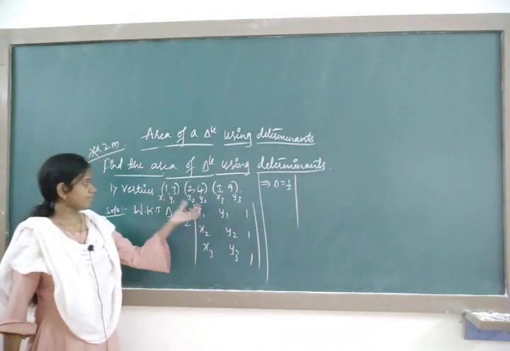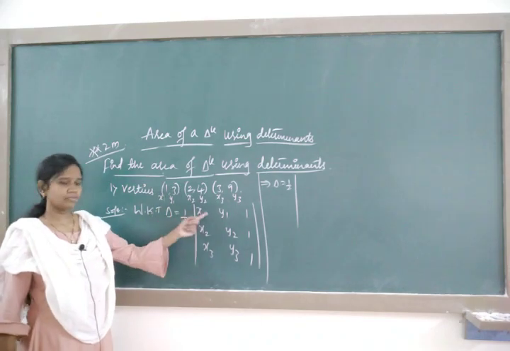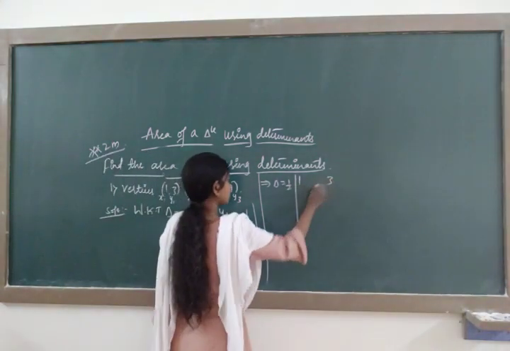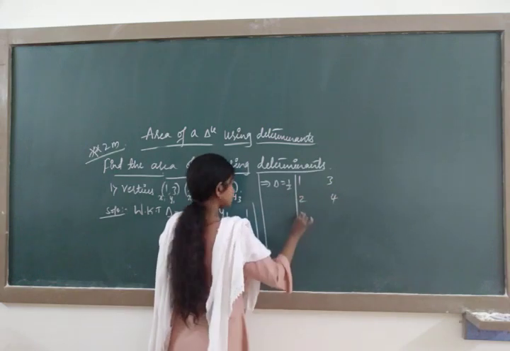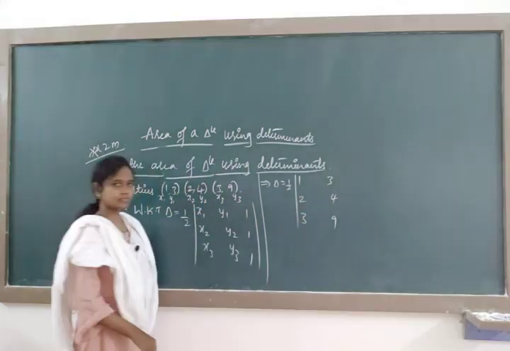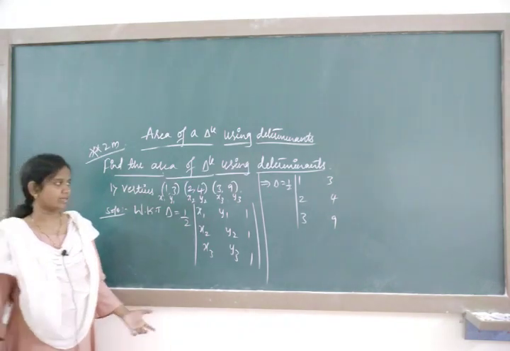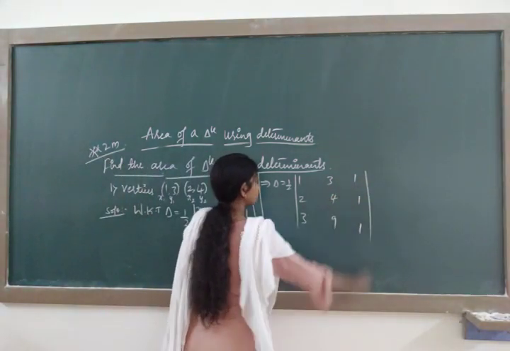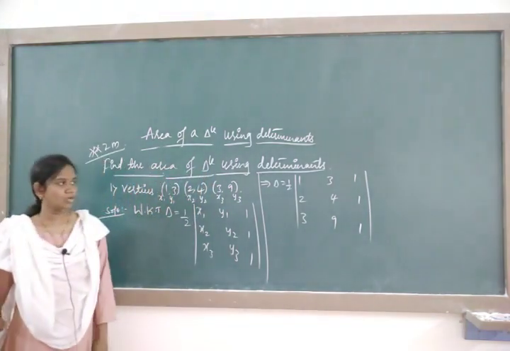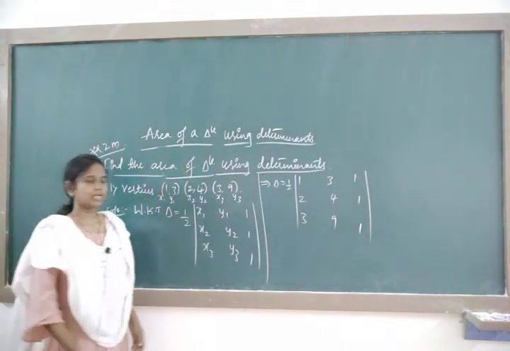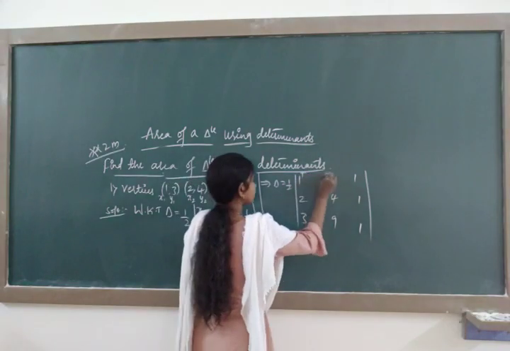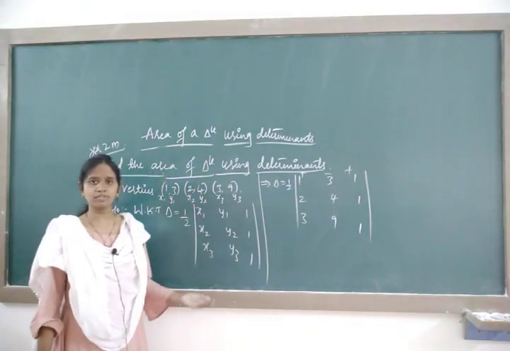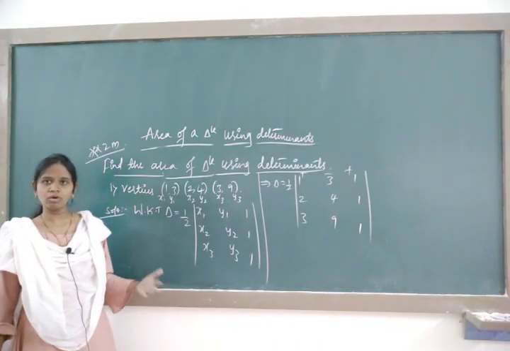So what is x1 y1? It's 1 3, but leave some space. 1 3, then 2 4, next 3 9. x1 y1, x2 y2, x3 y3. Now what remains? The third column will always be 1 1 1. Now we know the expansion of a determinant. Write the expansion as plus minus plus. I will expand along R1. Choice is yours. You can expand along any row or any column.